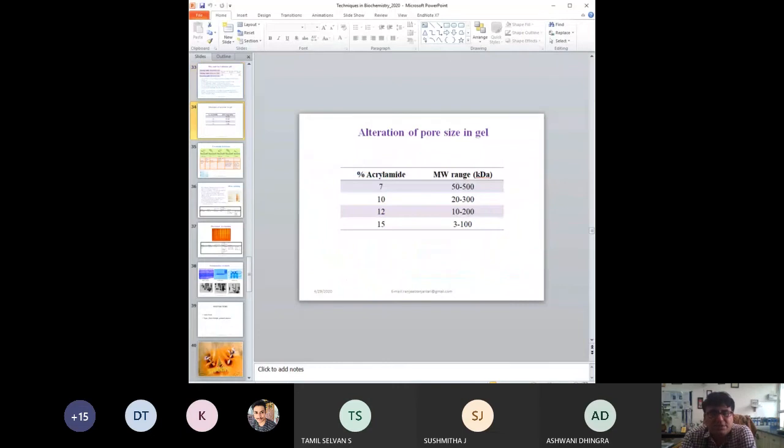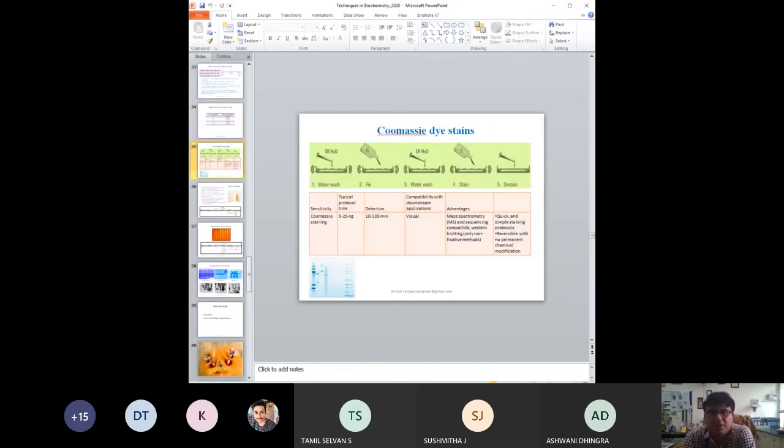Then this was one standard table where I explained how the percent acrylamide might affect the molecular weight range of the protein which you are going to separate. Every time, based on the protein molecule which you are going to target, we have to decide on the percent acrylamide gel which we have to prepare.